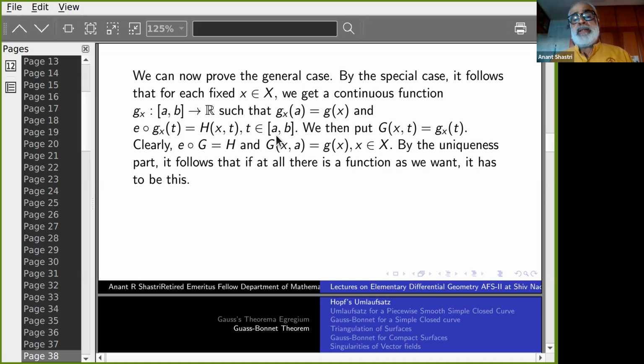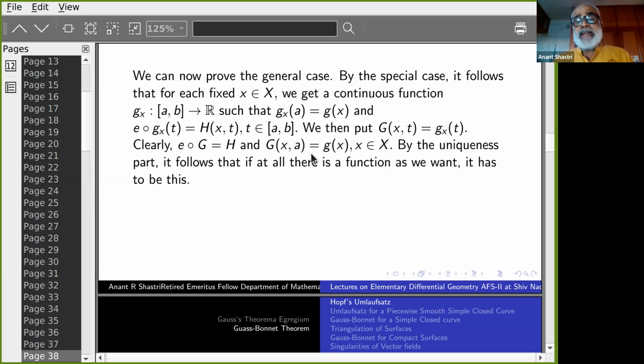So this is the conclusion of the first part, namely the case when X is a singleton. For each singleton, you have got a function on the whole of x cross AB. Therefore, you get a function g of (x, t) defined by this formula. Clearly, this is a function, and E of g(x, t) is h of (x, t).